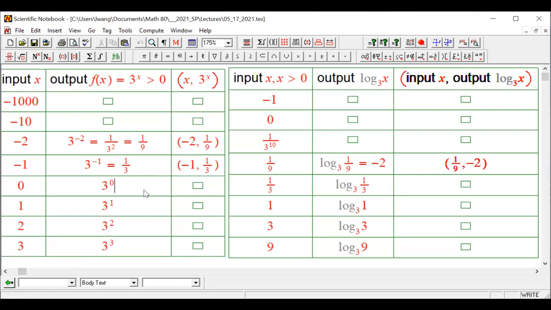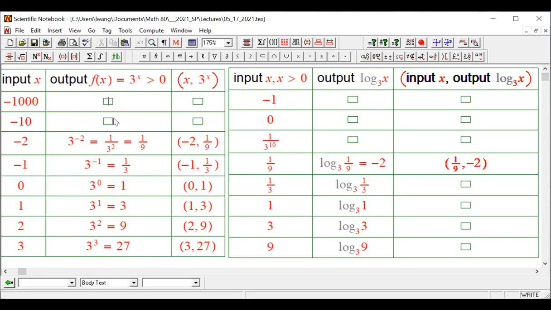And 3 to the power 0 equals 1, and we got a 0 input, output is 1. And this one, of course, is 3, and that's 9, and that's 27. So now we have input 1, output 3, input 2, output 9, input 3, output 27. This is just to graph 3 to the power x.